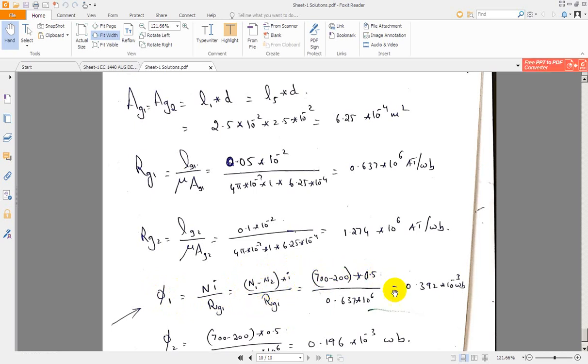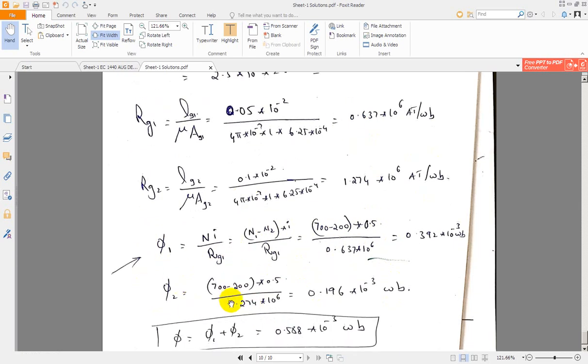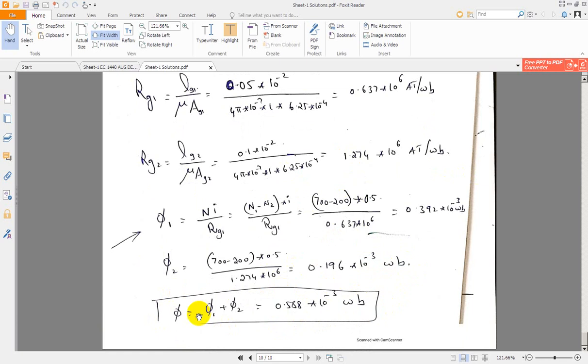The flux is 500 into 0.5 divided by Rg1, the reluctance in the air gap 1. Similarly, for the flux in coil 2, we get 500 into 0.5 divided by 1.274 into 10 to the power of 6, which is Rg2. You will get the flux in the air gap 2. What will be the total flux? This flux plus this flux.